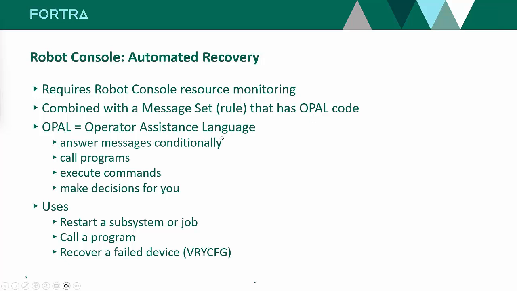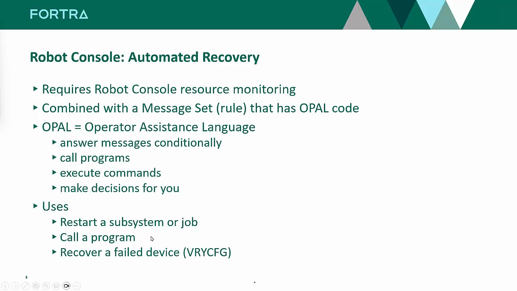OPAL stands for Operator Assistance Language, and it's basically a logic operand-based decision structure that allows you to answer messages conditionally. Based on the contents of the message or the number of occurrences in a message, you can call programs, execute commands, and basically you're putting the logic in the rule for it to make decisions for you, so you don't have to manually respond to the message and take some action. For instance, restarting a subsystem or a job that might be critical to your operation, and if for some reason it comes down, we can automatically restart that.